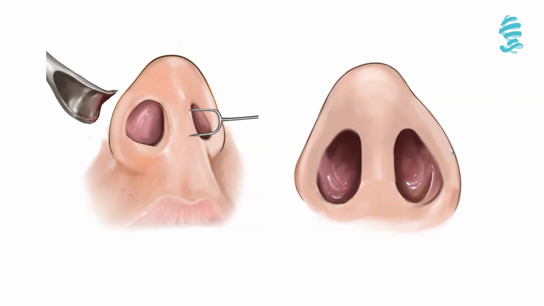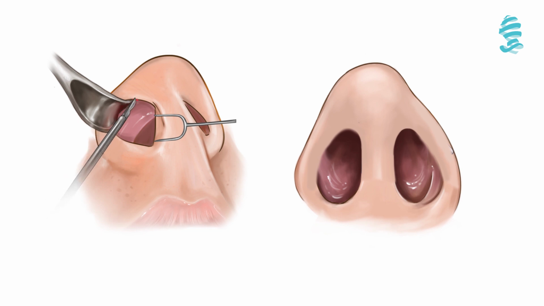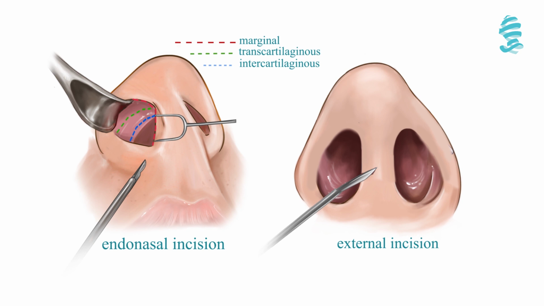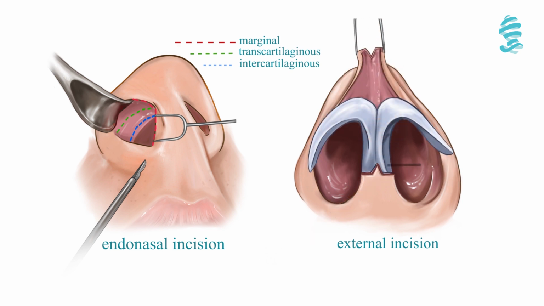The rhinoplasty can be done by endonasal or external approach. In the endonasal approach, all incisions are done from inside the nose. Endonasal incisions are done around the lower lateral cartilages: intercartilaginous, transcartilaginous, and marginal. Whereas in the external approach, there is an inverted V incision on the columella, and the rest of the incision is also included inside the nose.